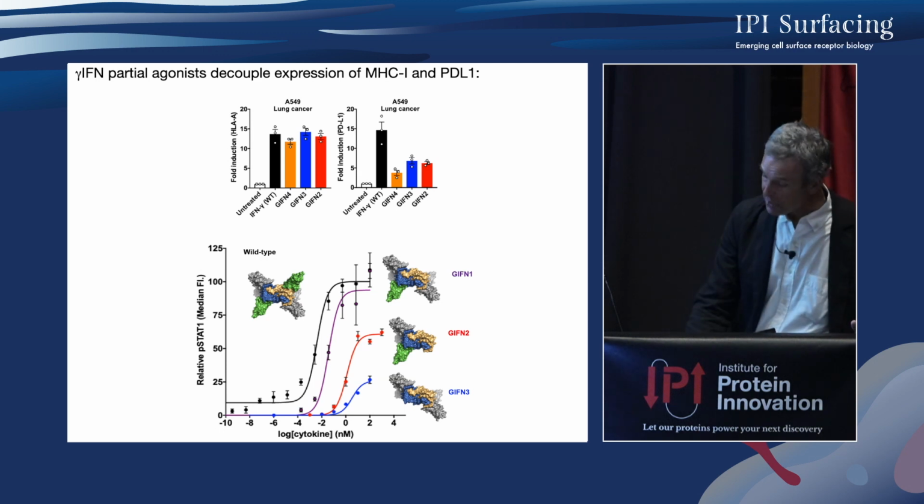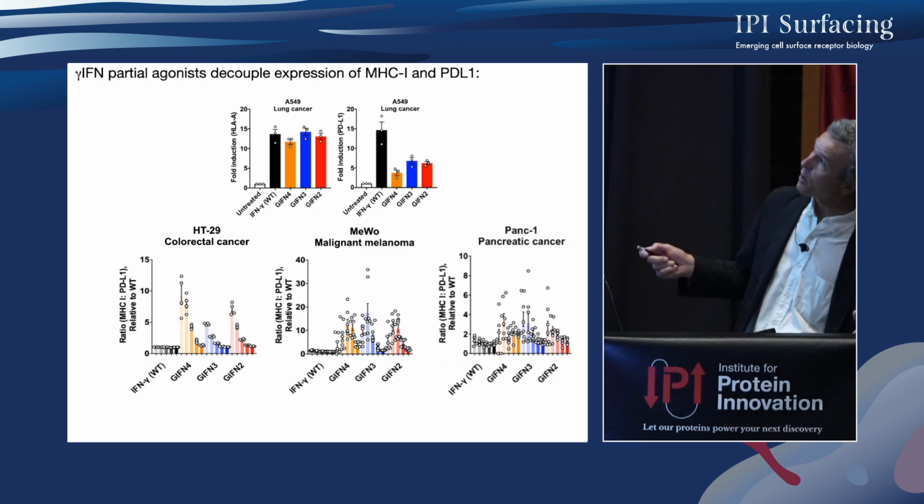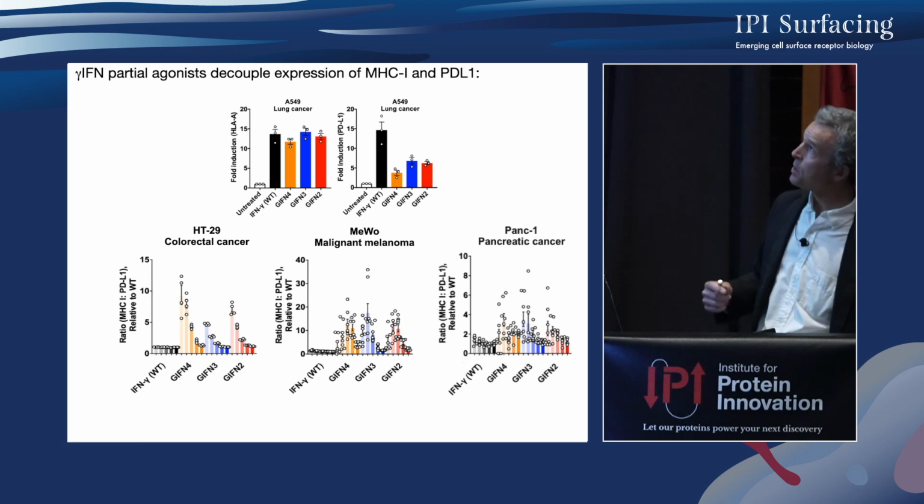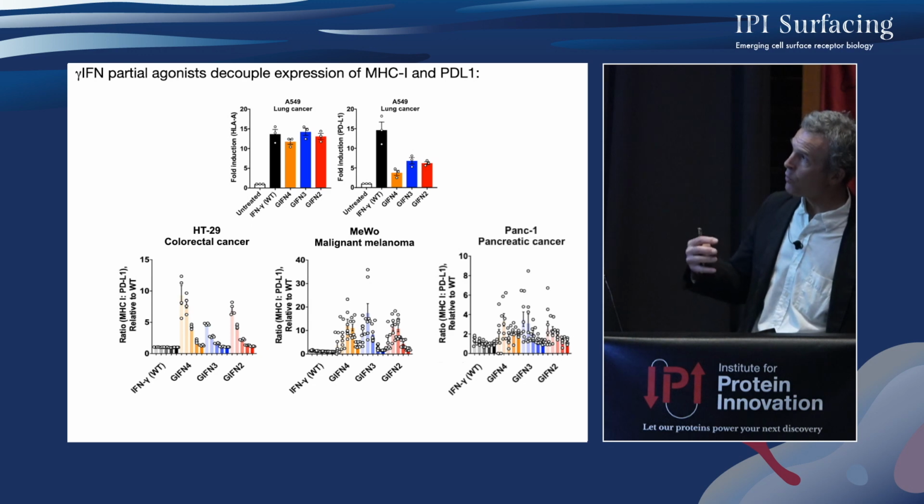Now the bias is different on different cell types. When we look at different cancer cell lines, in some of them the bias is quite strong. Others it's very weak. But we're profiling this now and really going forward with the intention of testing the concept that you can sort of turn a cold tumor hot by driving up class 1.